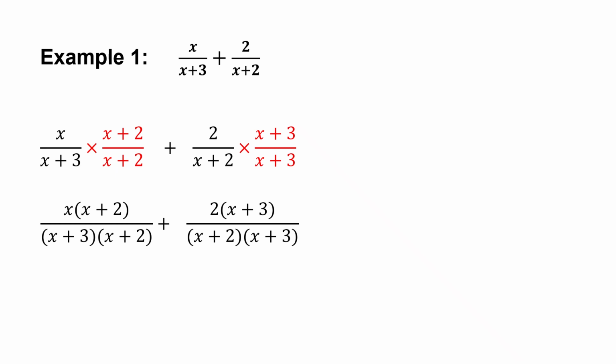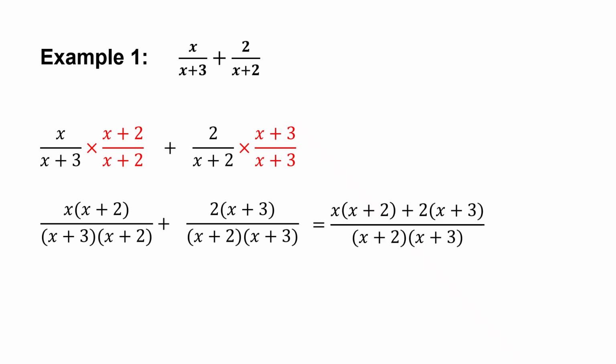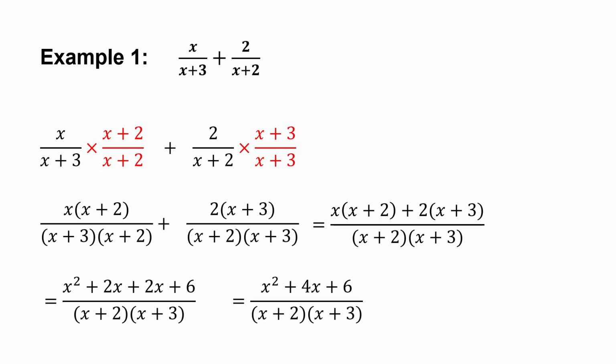So we can now add these numerators, don't multiply the numerators, and this is the answer we get. So we can now expand these brackets on the top as well to simplify. So when we do this, we get x squared plus 2x plus 2x plus 6, which can be simplified further. So our final answer is going to be x squared plus 4x plus 6 divided by x plus 2, x plus 3.